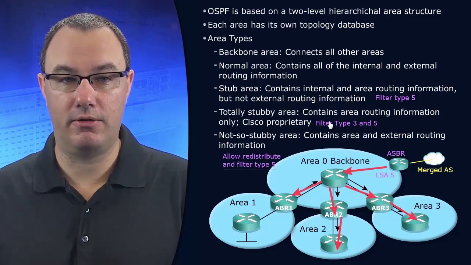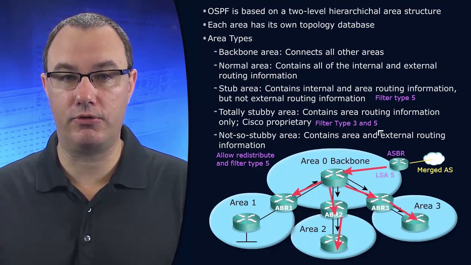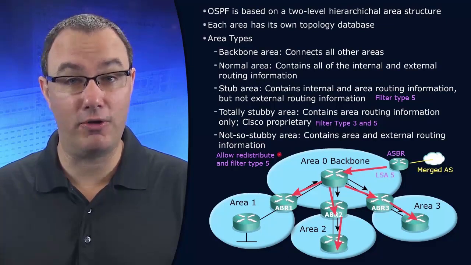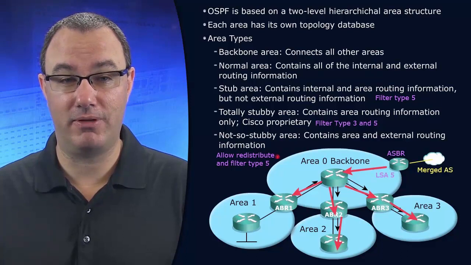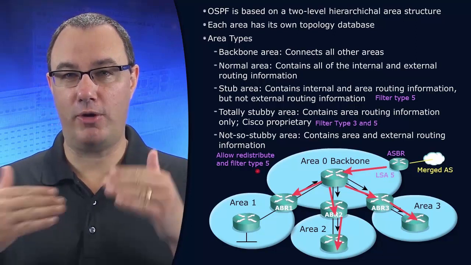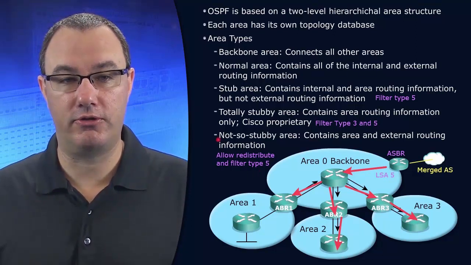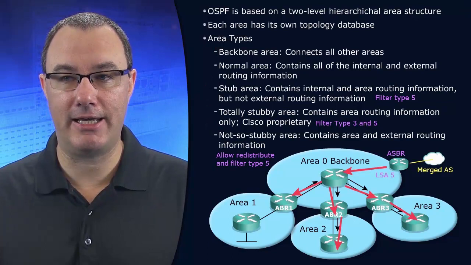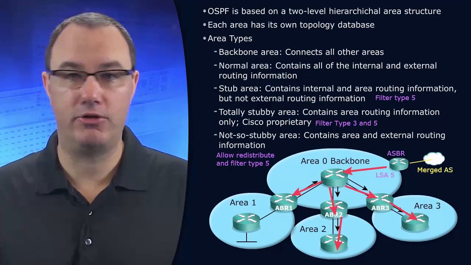The reason why that is almost kind of a contradiction is if we're filtering type 5, we're filtering redistributed routes. We're filtering external routes. And allowing us to redistribute in a place that filters redistributed routes is, well, it's maybe not an oxymoron, but it's unusual. Let's just say that. They're kind of opposing forces. So that's what a not-so-stubby area does. So getting a sense of what these do up front is important so that we understand when and when not to use these features.